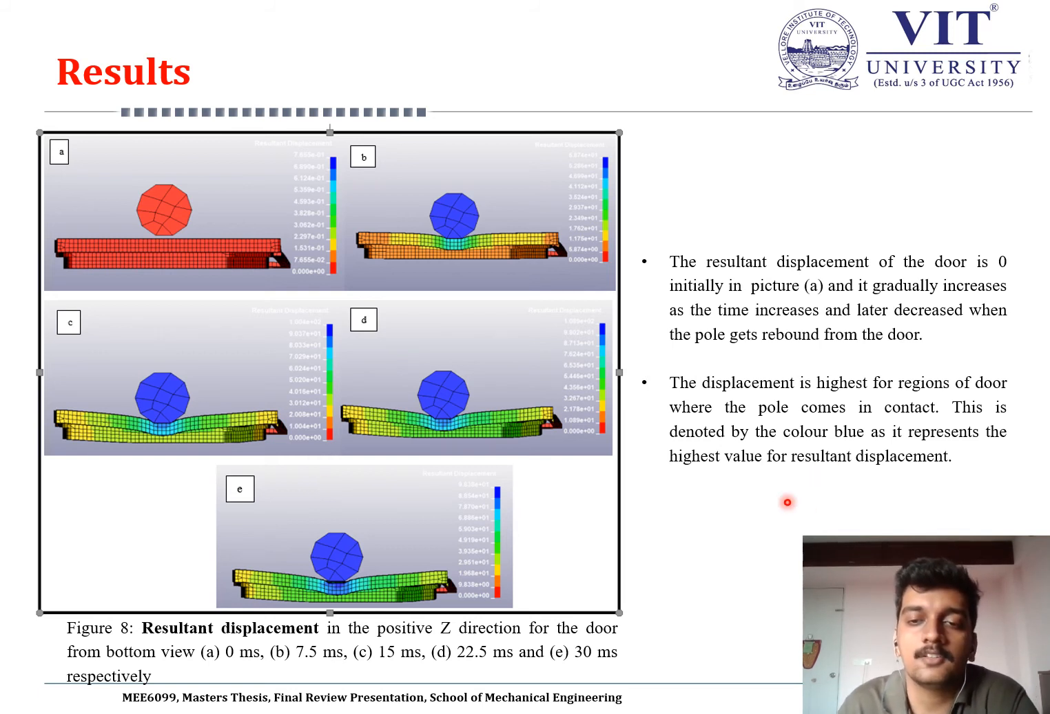And from this graph, it is understood that the displacement is highest for regions of the door where the pole comes in contact. That is, this section where the door comes in contact with the pole has the highest displacement. As you can see, the color denoted by blue is representing the highest value for resultant displacement.